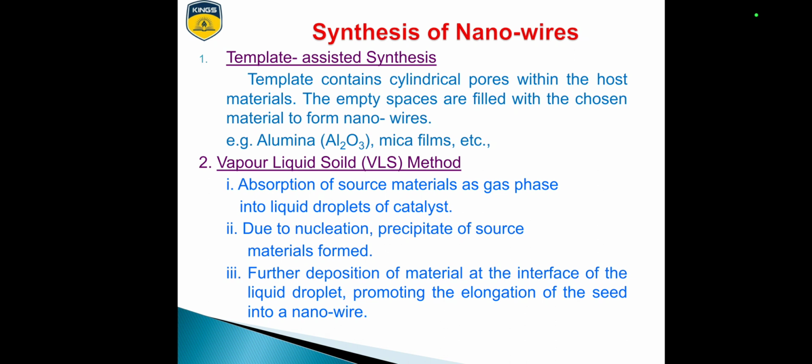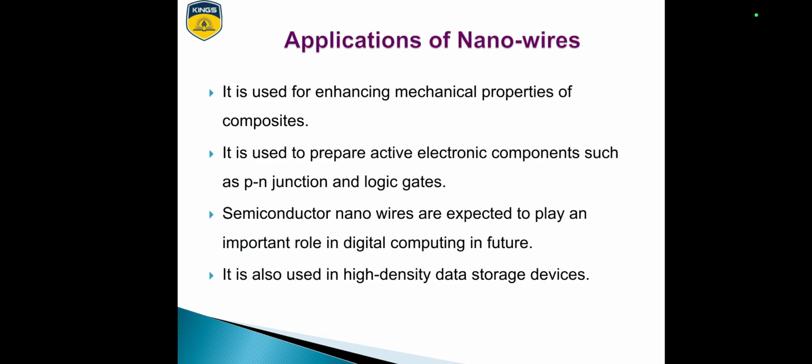Then the second method, the vapor liquid solid method. In it, there is absorption of surface material or gas phase into liquid droplets of catalyst. So due to nucleation, precipitation of source material is formed. Further deposition of material at the interface of the liquid droplet promotes the elongation of the seed into a nanowire.